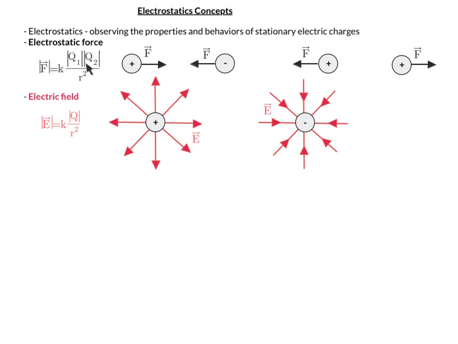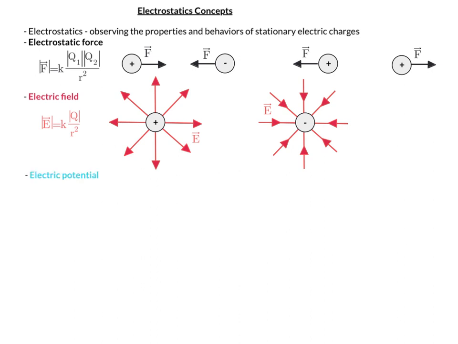Now, for these two concepts, you notice that we have magnitudes here, and we take the charge in absolute value. That's because a magnitude is a positive quantity, so we want both the electric field magnitude and the electrostatic force magnitude to be positive, and then the direction is going to be given by these arrows. So we always have to draw diagrams to figure out directions.